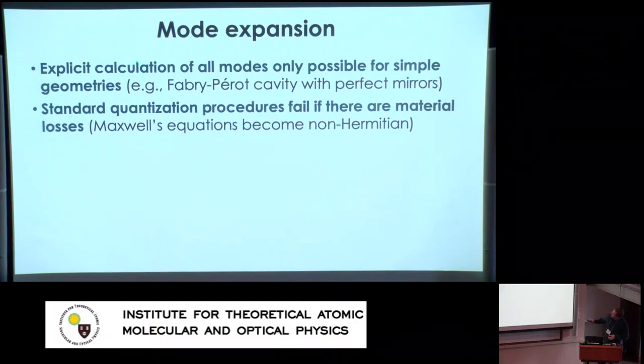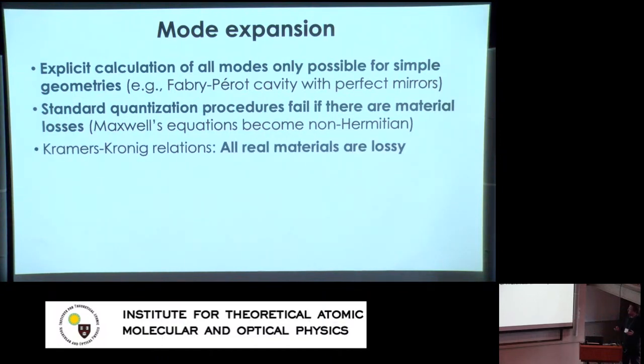And a more fundamental problem that you have is that standard quantization procedures in quantum optics with dielectrics fail if there are actually material losses. So you have to be very careful and think about how do I normalize my modes and so on. The underlying problem is that Maxwell's equations become non-Hermitian if I have losses, and then I lose my normal quantization rules.